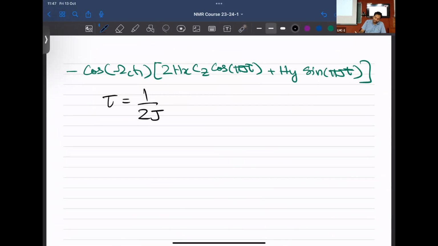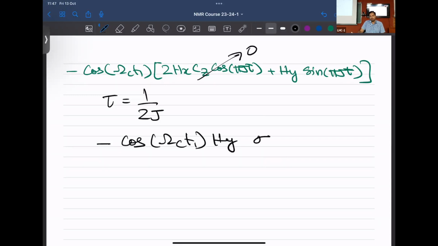1 over 2J will kill this term. The only term that will exist is minus cos omega C T1 HY. This is your density matrix before acquisition. Right? Did you slowly observe that you got the cos omega C T1 part?